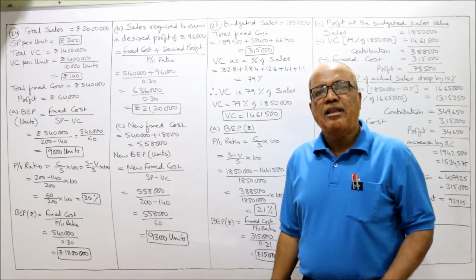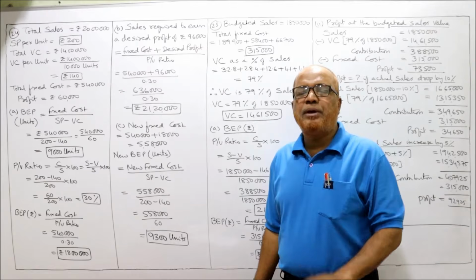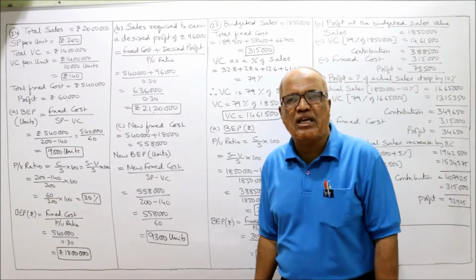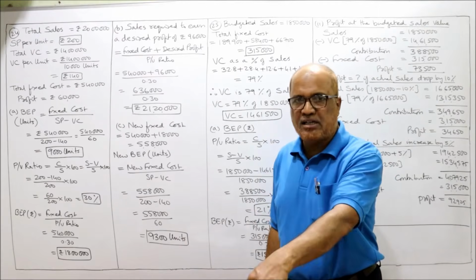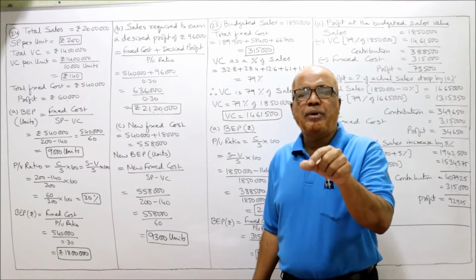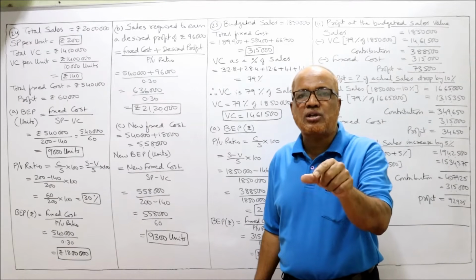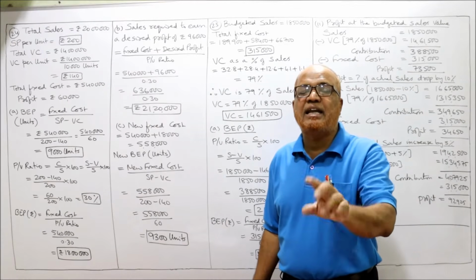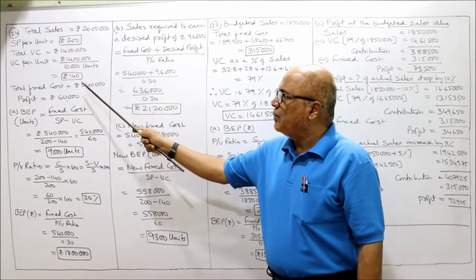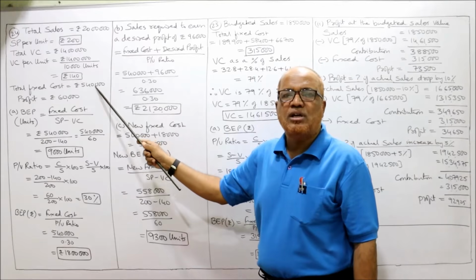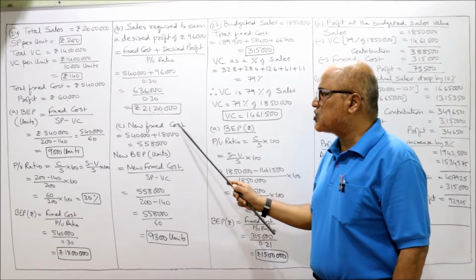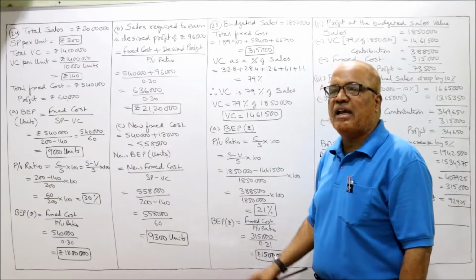Second part completed. Third part: what is the new break-even point in units if the fixed cost is increased by 18,000? It is given in the third question. What is the old fixed cost? 5,40,000. Old fixed cost is 5,40,000. In this 5,40,000 we increase by 18,000. So new fixed cost 5,40,000 plus 18,000, 5,58,000.